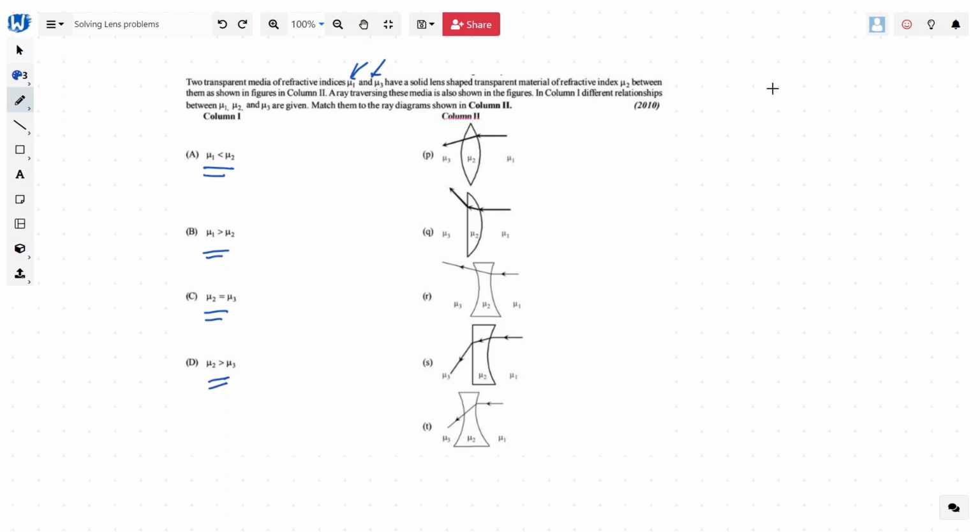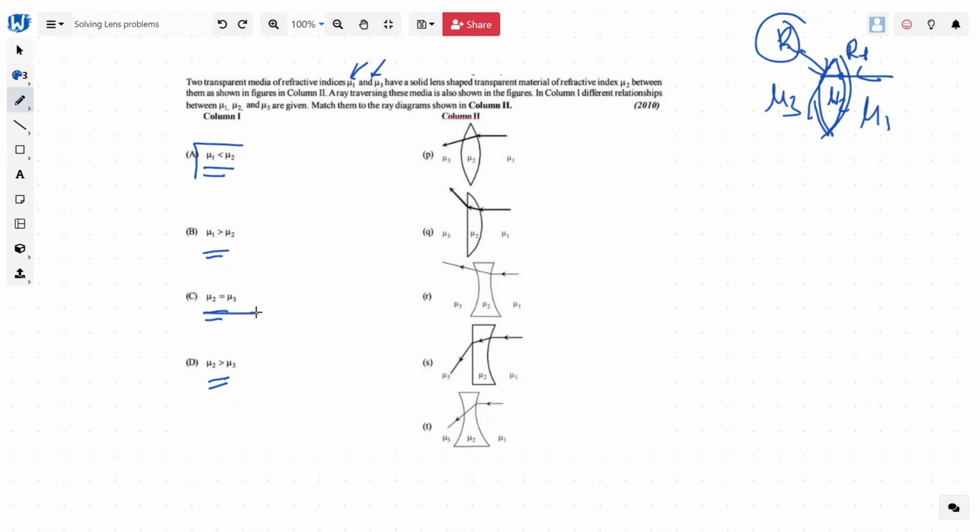So now we have to simply go to the fundamentals, where we say here is a lens or a medium. So this is refracting surface 1, and what is the behavior of light on this refracting surface 1? And what is the behavior of light on this refracting surface 2? Accordingly, decide the relationship between these refractive indices.